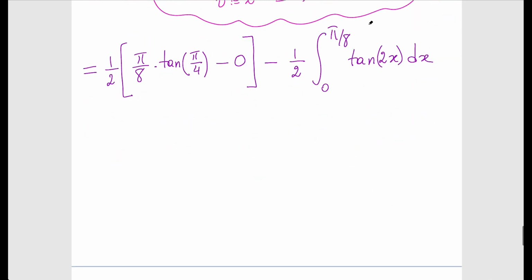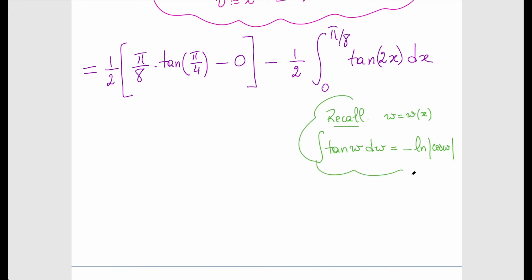Alright, so now it comes down to integrating tangent of w dw. So let's recall this from Calc 1. What's the primitive of tangent of w? W here is a function of x, right? Which is differentiable. What was this? This was minus ln of the absolute value of cosine of w, right? Plus a constant. So recall this thing. And now let's employ it.